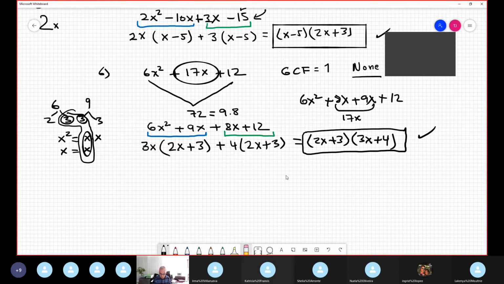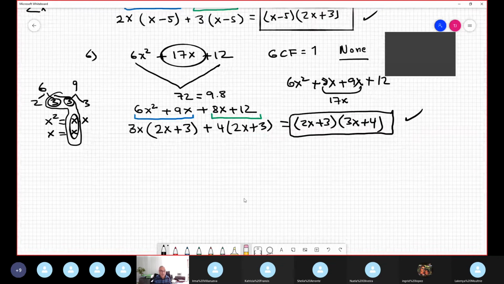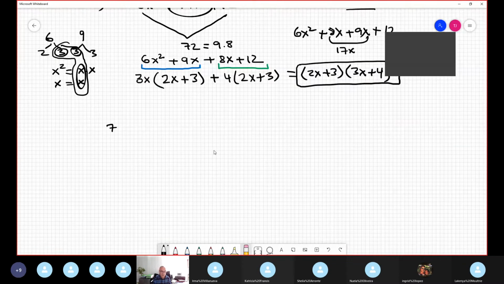Okay, number 7. Number 7 is 12x squared minus 52x minus 40. Okay, now GCF. Do we have a GCF, yes or no? Well, I have no idea. Okay, I know. Let me try to break it down.